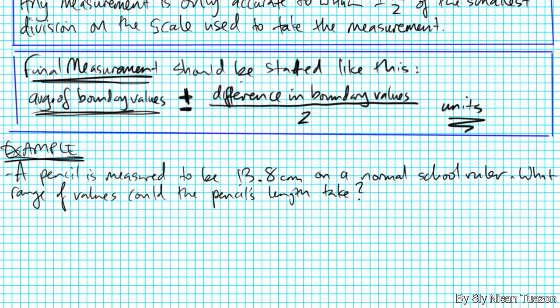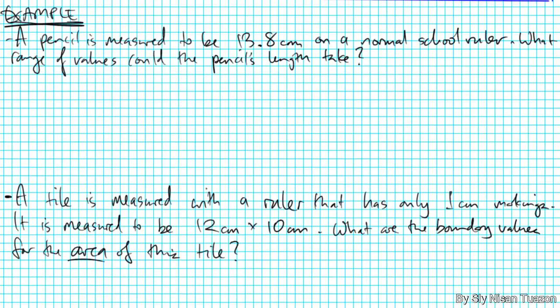Okay, so we're going to be doing some examples just to show you how this process works. Let's say I measured a pencil, 13.8 centimeters, 138 mils, with a normal school ruler. What are the range of values it could be? So it's just asking us for the range, okay, which is basically the boundary values. So just getting my calculator ready.